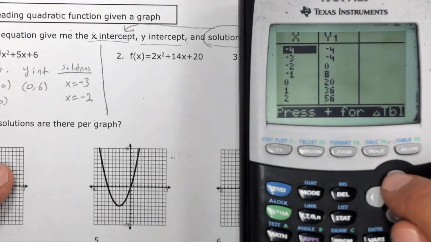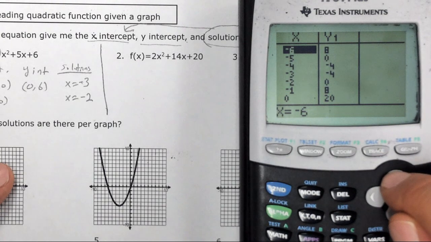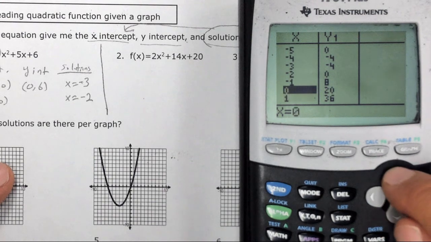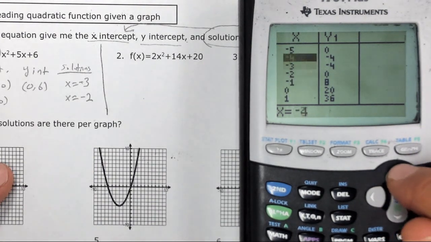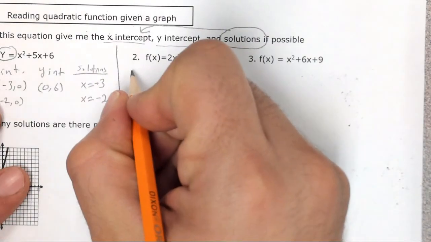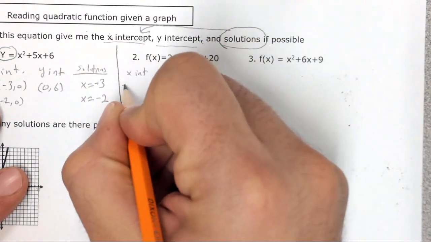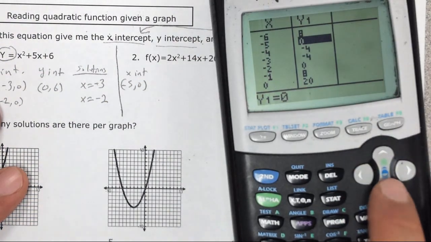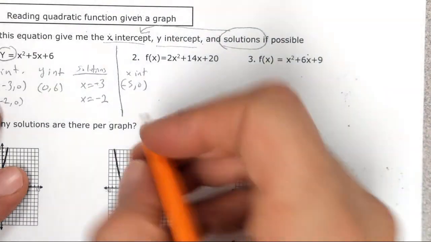So now I go to the table, look for the number 0. There should be 3 of them. There they are. Okay, here's the first one, -5, 0. That's an x-intercept. Here's another one, -2, 0.